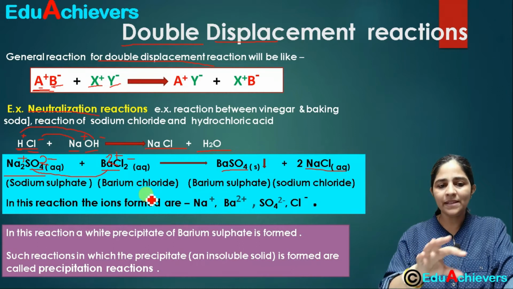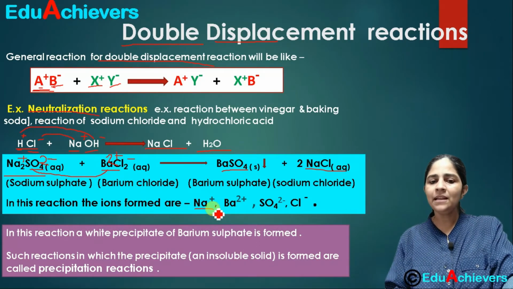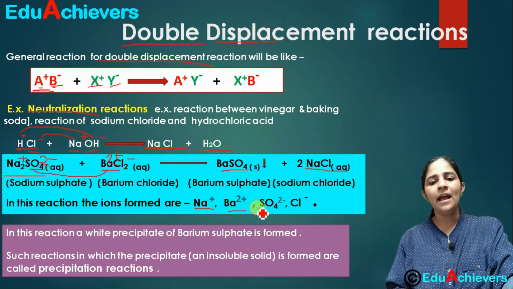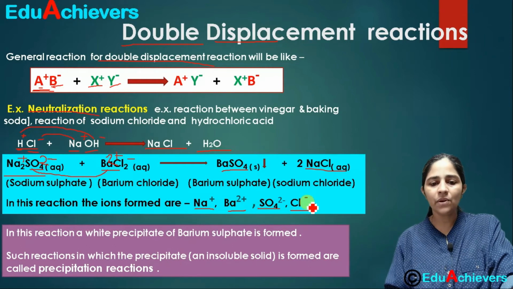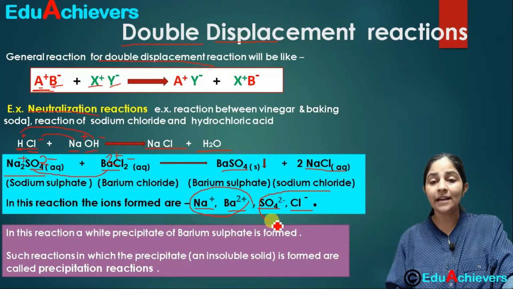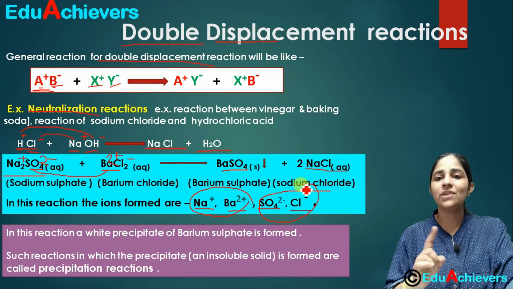So this is where you can see we were having all these ions. We were having Na+ ion, which has 1 charge, barium ion, sulfate ion, and chloride ion. Correct? So all these ions were formed. These 2 are cations and these 2 are anions. Anions means the negatively charged ions and cations means positively charged ions.